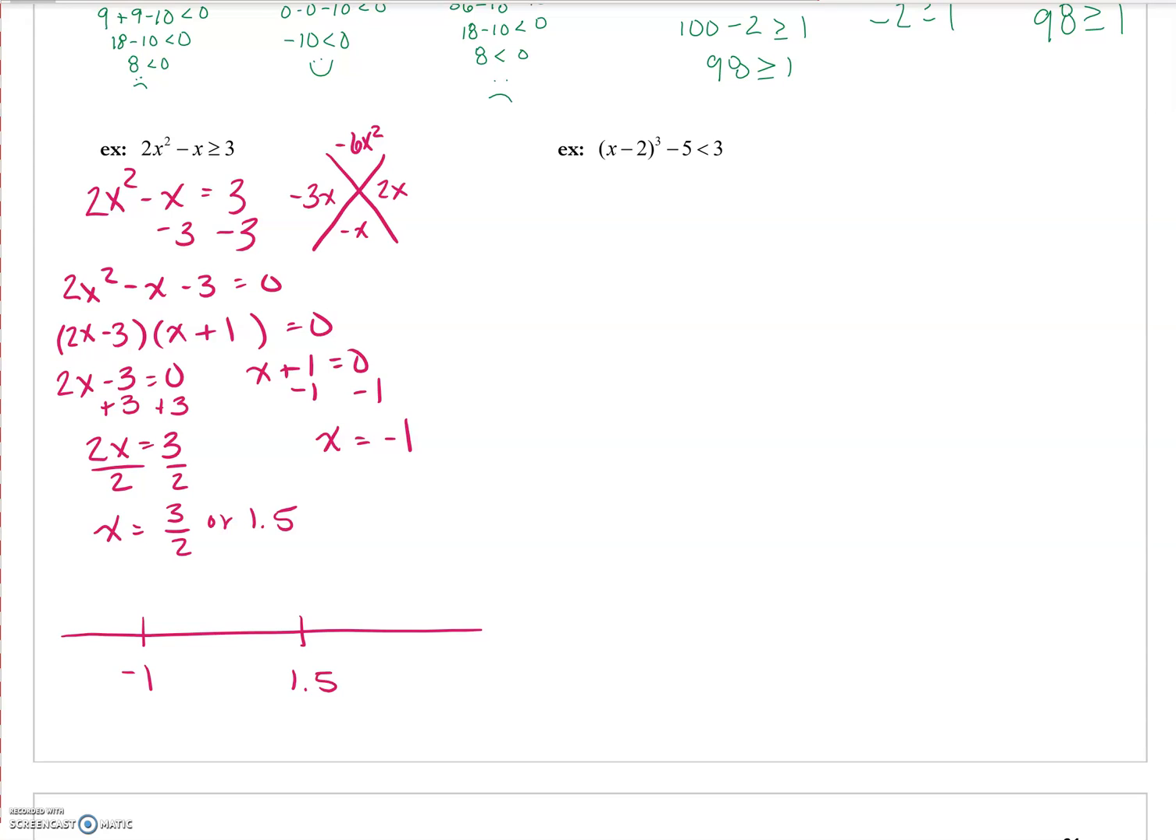If you wanted to pick, you can pick any three numbers you want. If I were you, I would pick 0, then maybe the number 2, and maybe the number negative 2. And you're plugging them in to this original inequality to see if they work. So again, I want you to pause the video and see what happens when you plug in these three numbers, and then I'll show you my work after you pause and try yourself.